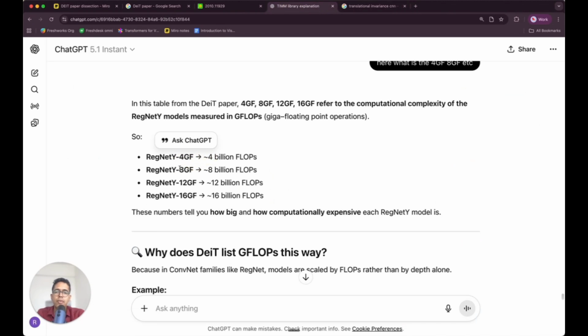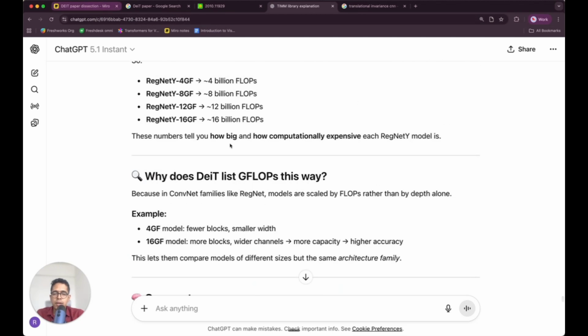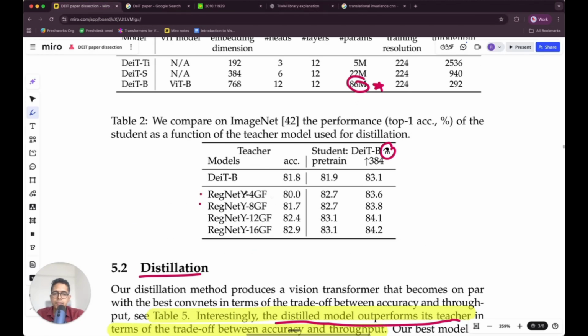Okay, this is gigaflop. Flop is one floating point operation. Gigaflop means 4 into 10 raised to 9, right? Something like that. 10 raised to 6 is mega. 10 raised to 9 is giga. Okay, very good. But my question is, what is the ImageNet performance on student as a function of teacher model used for distillation?